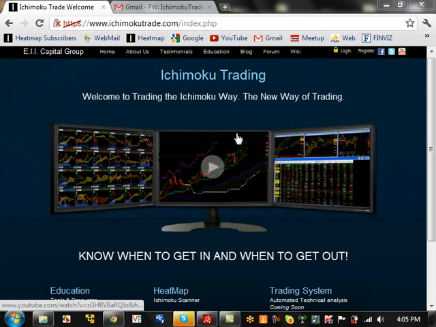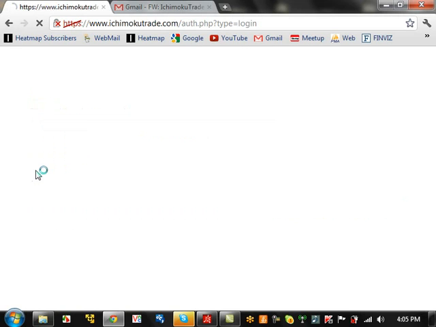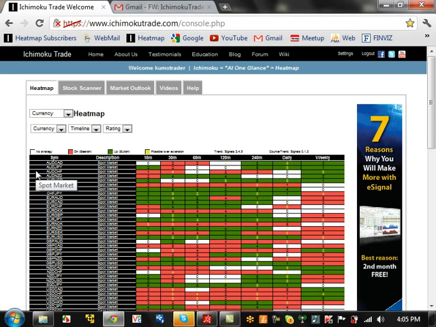This is the screen that you'll get as soon as you go to ichimokutrade.com. First thing you need to do is log in. If you haven't registered, you could register for free. Once you do, you get your username and password, but everything's behind a login completely. Once you log in, you're instantly taken to the screen here. This is our heat map tab. We do have a stock scanner tab, market outlook, videos, and help.